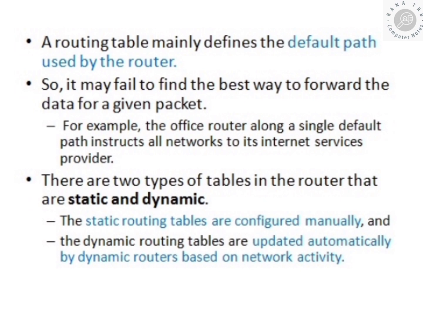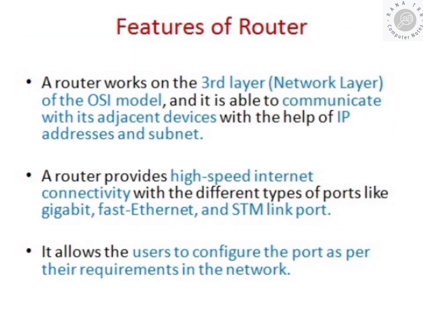A static routing table is always configured manually, but a dynamic routing table is updated automatically by the dynamic router based upon network activity. Some of the best features of routers are: the router works on the third layer, the network layer of the OSI model, and it has the ability to communicate with adjacent network devices with the help of their IP addresses and subnets. Hence, the router provides high-speed internet connectivity with different types of ports such as gigabit, Fast Ethernet and STM link protocol, and it allows the user to configure the port as per requirement.